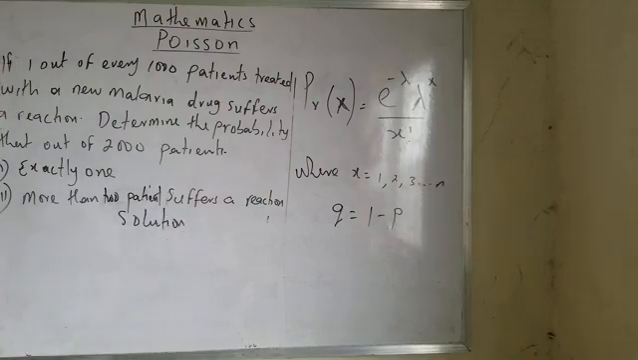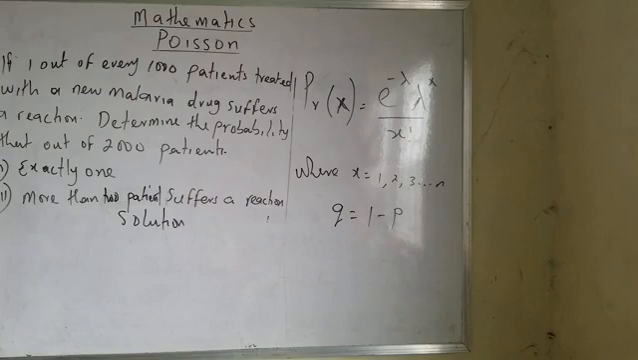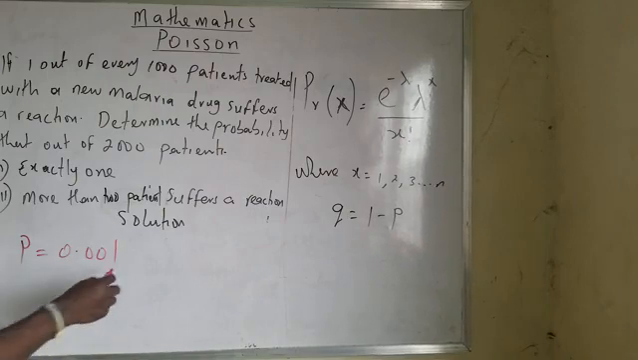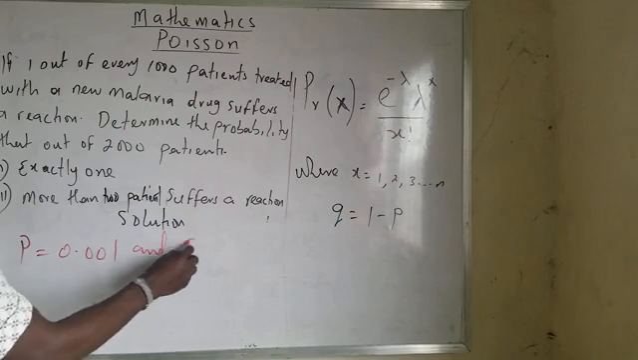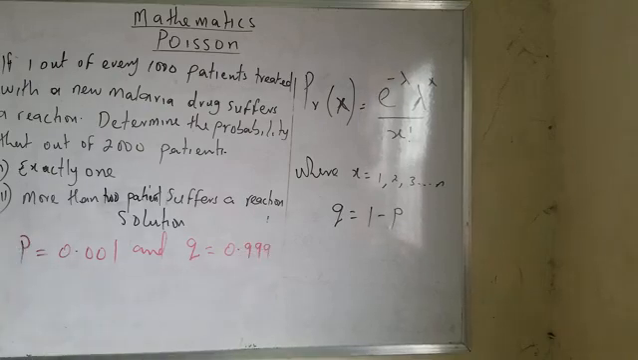Now, we are talking about Poisson, don't forget that. And I've told you that we use it when you try to approximate something from binomial. Take note of that. My p will be 0.001 and my q will be 0.999. Take note of that. I think I've explained that earlier. Don't forget that q equals 1 minus p.